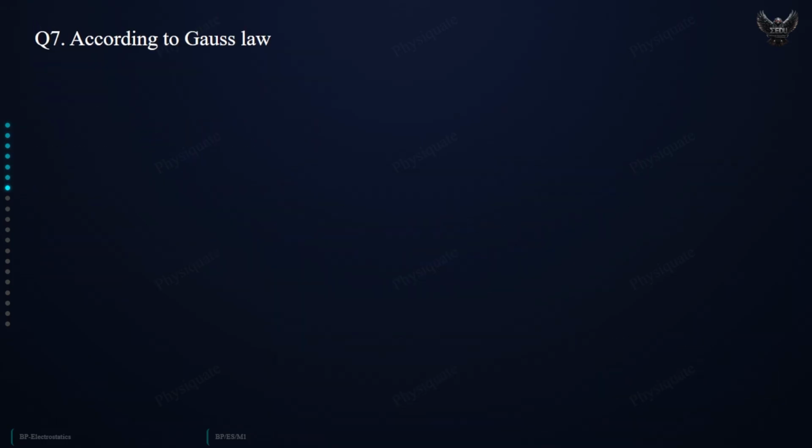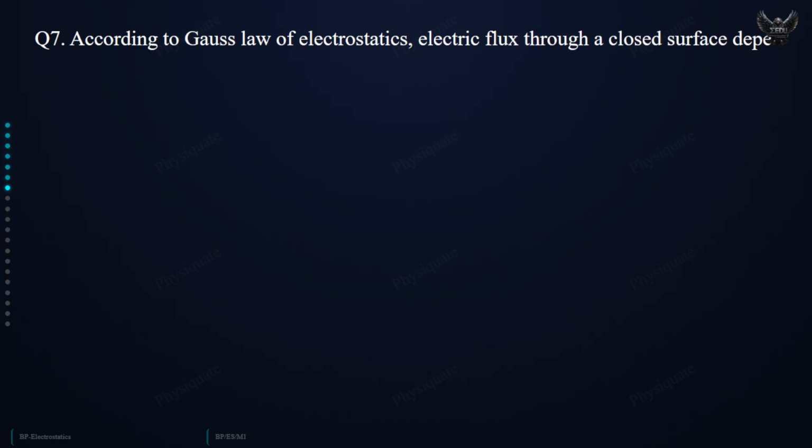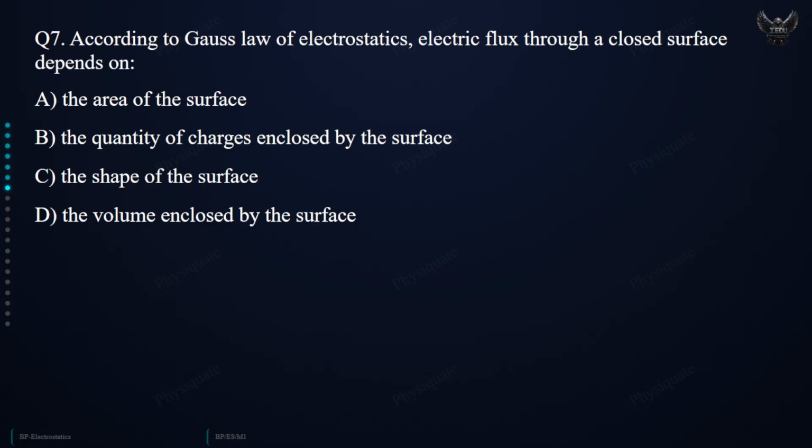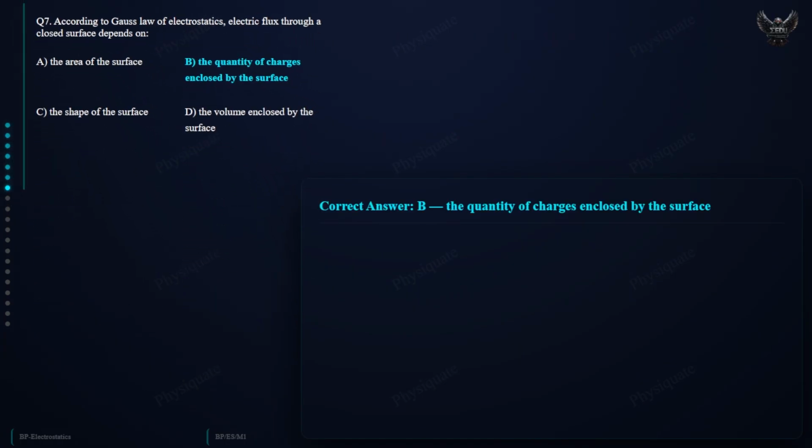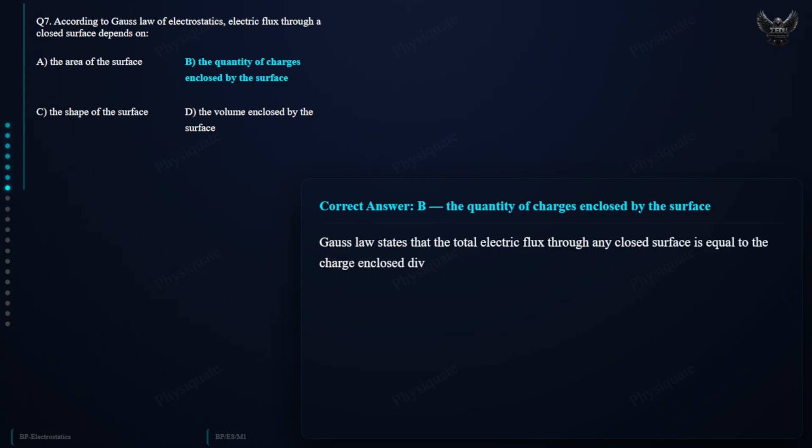Question 7. According to Gauss' law of electrostatics, electric flux through a closed surface depends on. Correct answer is: Gauss' law states that the total electric flux through any closed surface is equal to the charge enclosed divided by the permittivity of free space, phi equals q inside divided by epsilon 0.